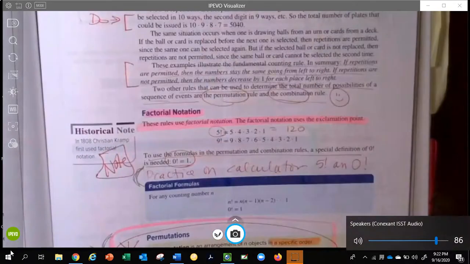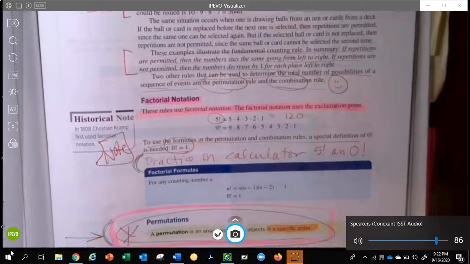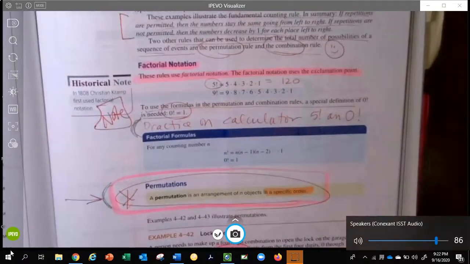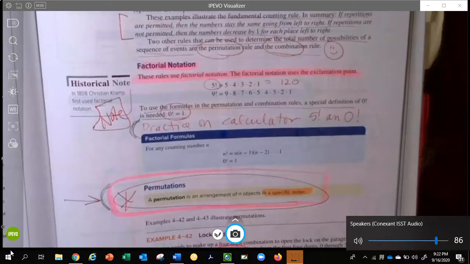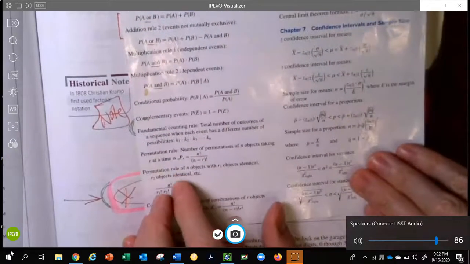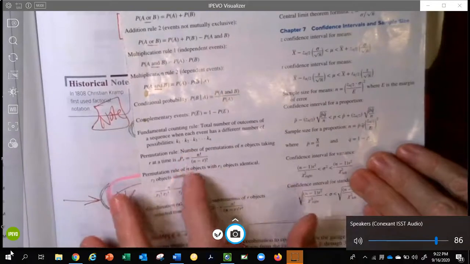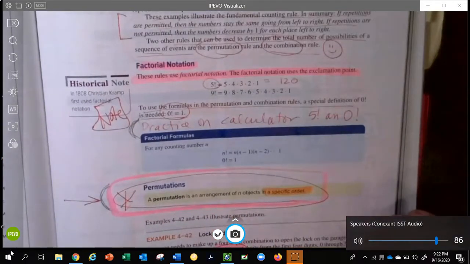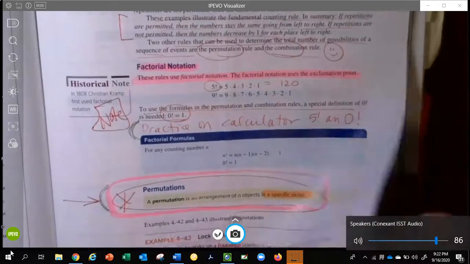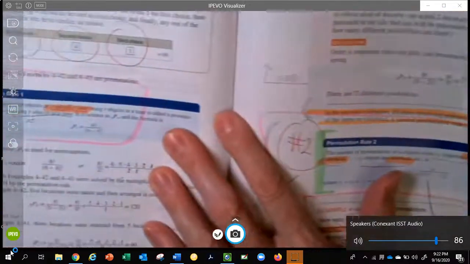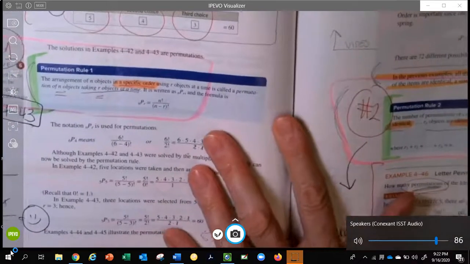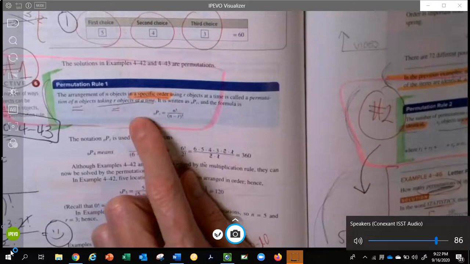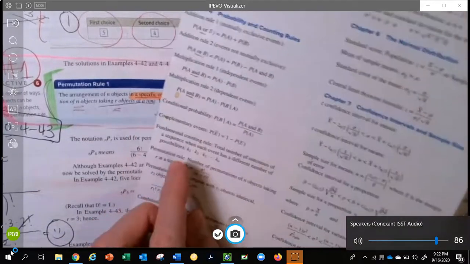A couple of other things I wanted to mention. He's going to mention permutations in the video. And when he mentions them, you need to pull out your formula card and notice where they are and that there's going to be a difference between these. It says it's going to be an arrangement in a specific order. I'm going to ask you to do a couple of the examples and look through those, and then it's going to get you here to the permutation rule itself, which is the first one.